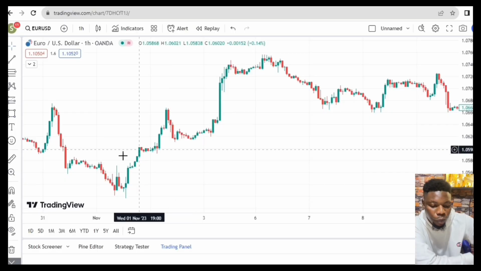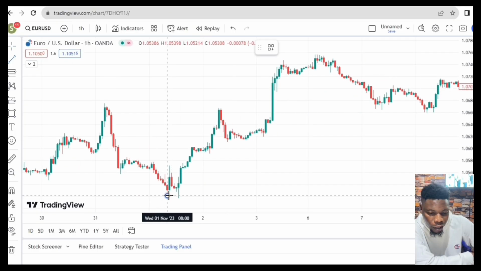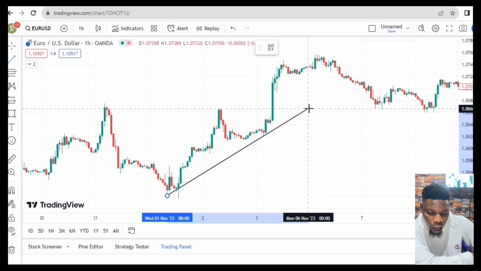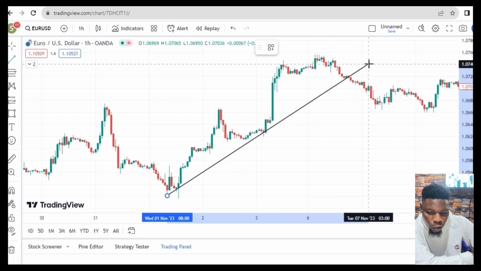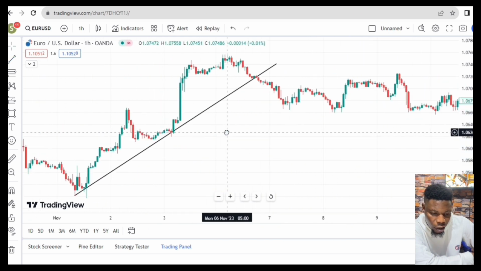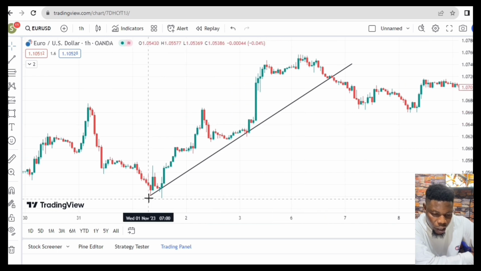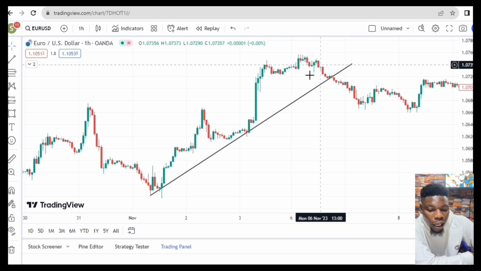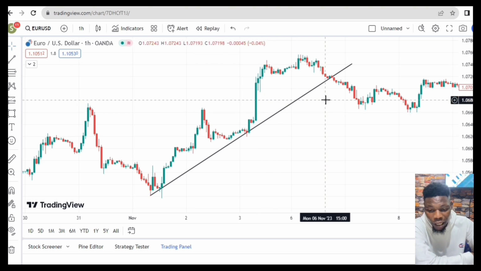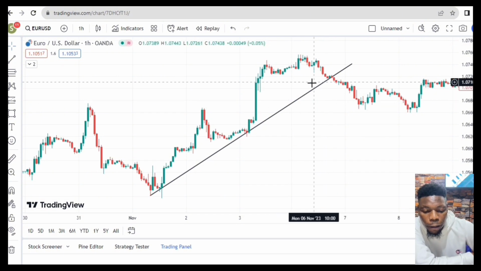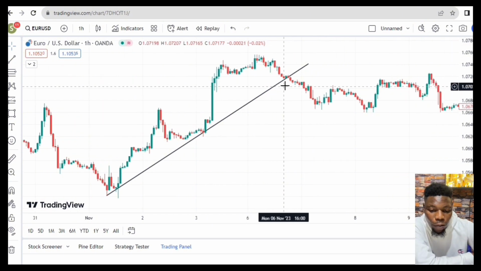Let's go. So here, let's draw our trend line. 1, 2. So it's valid. So how many touches did we have here? 1, 2. So let's just say 3. But to me, I told you guys, if you have 2, it's valid. But let's say 3. So now this is a valid trend line, and it broke here.